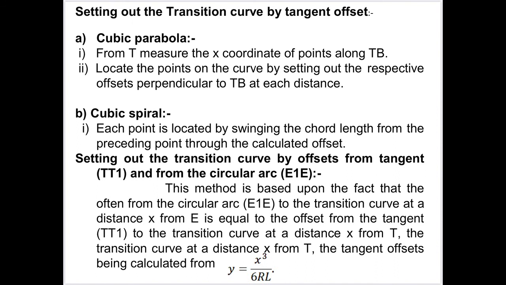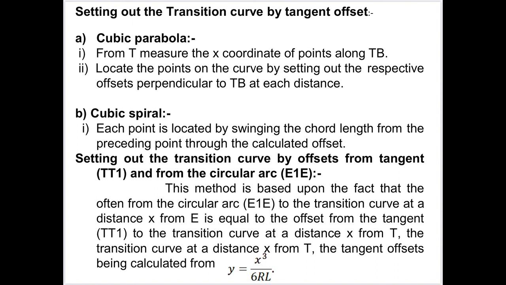So setting out the transition curve by offset from tangent T1 and from the circular arc, that is E1E. This method is based upon the fact that the offset from the circular arc E1E to the transition curve at a distance x from E is equal to the offset from the tangent T1T to the transition curve at a distance x from T. The tangent offset being calculated, we have to find the tangent offset y. So y is equal to what? x cube upon 6RL.